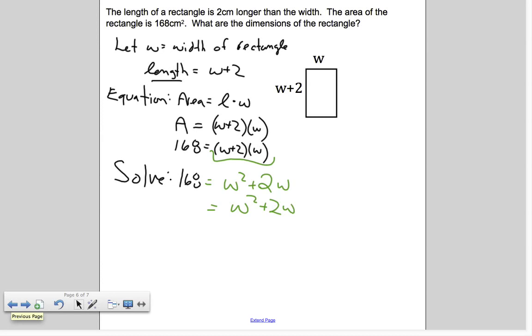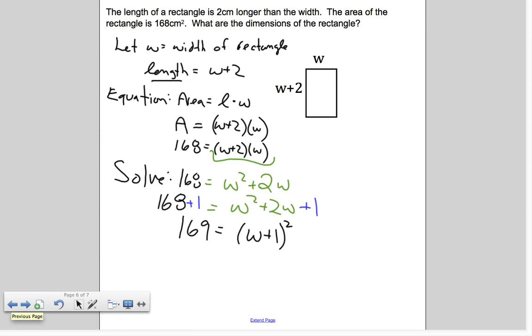What value do I need to add to this to complete the square? Who said 1? Thank you, Rachel. Right, 2 divided by 2 is 1, 1 squared is 1. So we need to add 1 on this side. 168 plus 1 is obviously 169. And we have w plus 1 quantity squared over here.